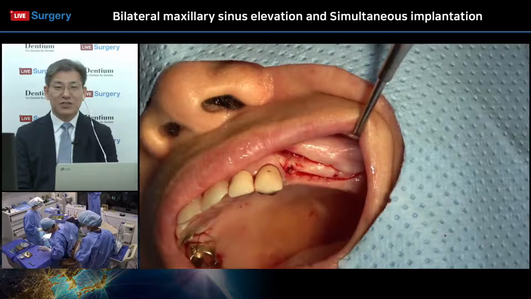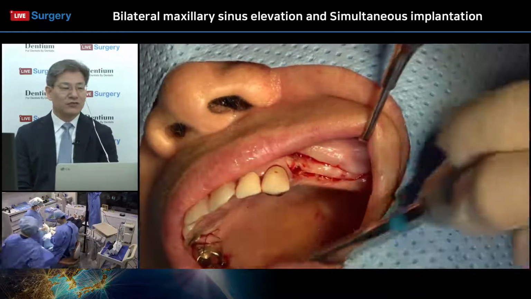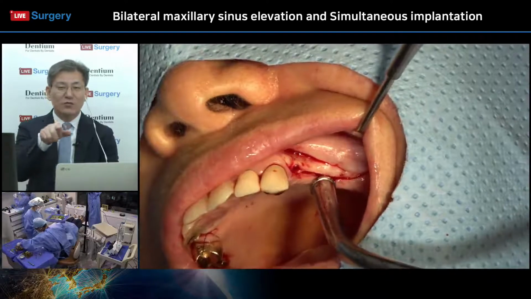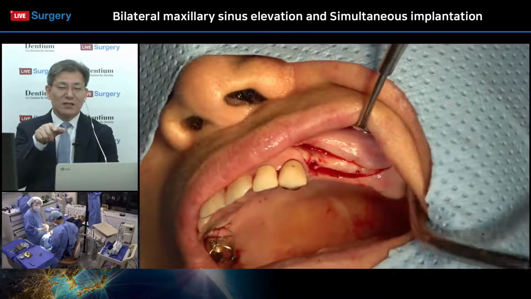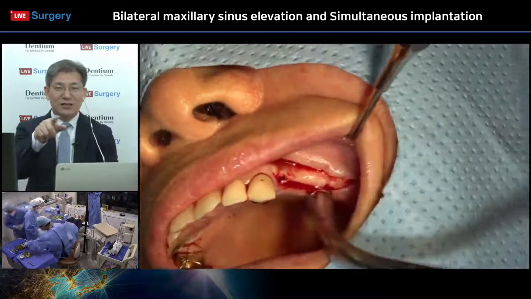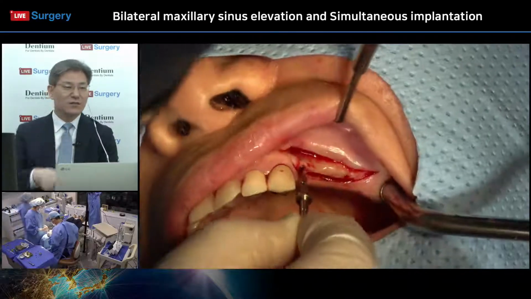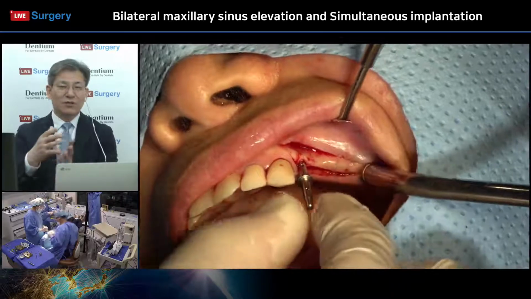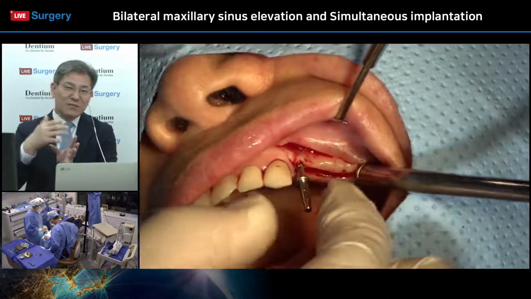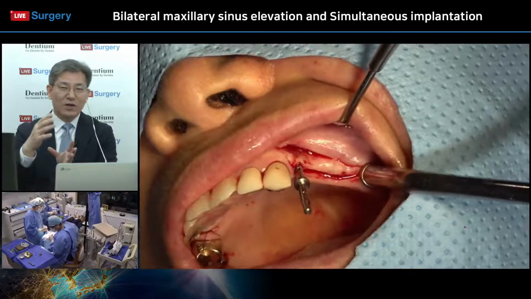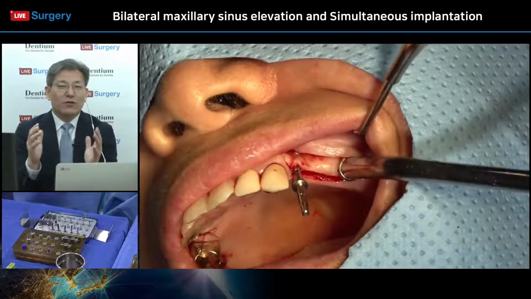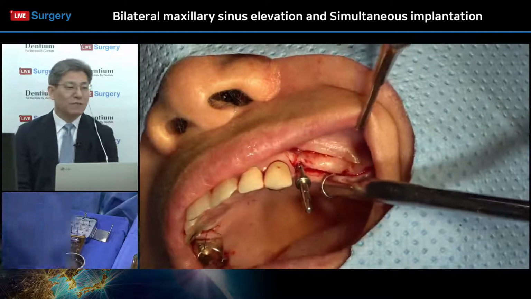This one is a ridge spreader drill. This drill doesn't have any blade. It's just rotational movement, insertion and reverse, and insertion and reverse. During this motion, the labial bone is expanding a little bit more and more, so we can have more room for implant installation, right?